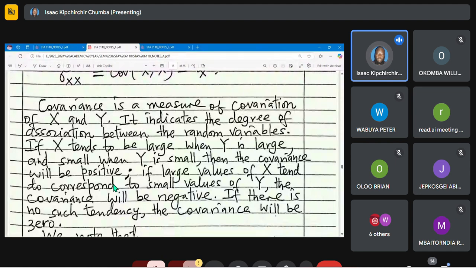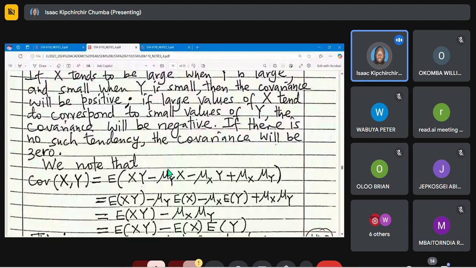If large values of x tend to correspond to small values of y, the covariance will be negative. When you say large values of x tend to correspond to small values of y, it means small values of x will correspond to large values of y. Same story. So in that case, the covariance will be negative. So it tells us how the two variables are associated. If there is no such tendency, the covariance will be zero. They have no association. The covariance will be zero.